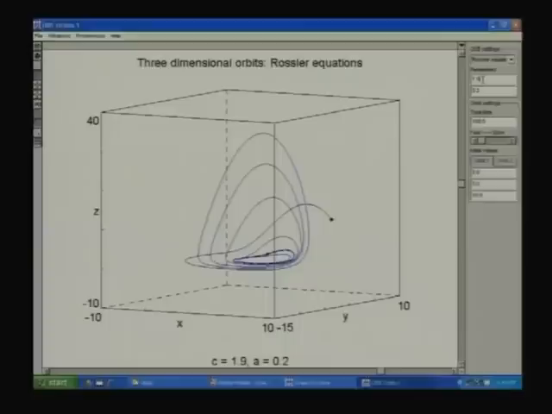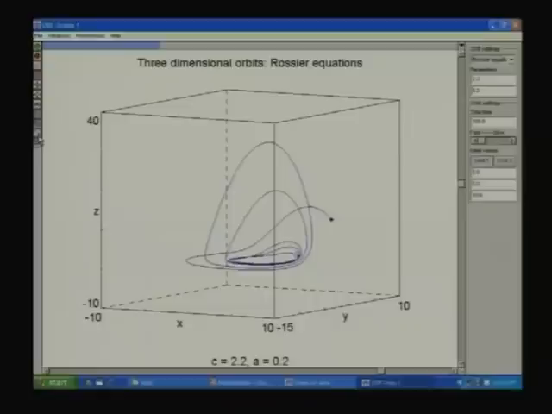Let us increase it, say 2. I will make it a little larger. So, now see what has happened. It has again converged onto an orbit which is a periodic orbit. Can you see that? So, let us increase the parameter slightly, say to 3.